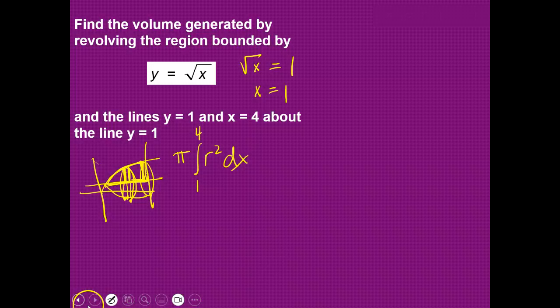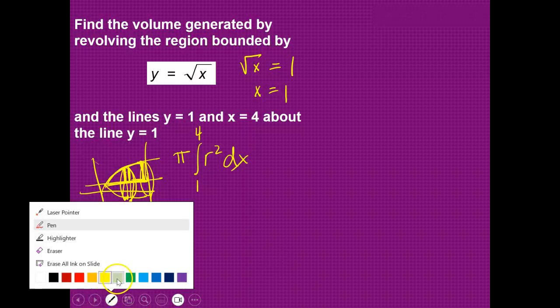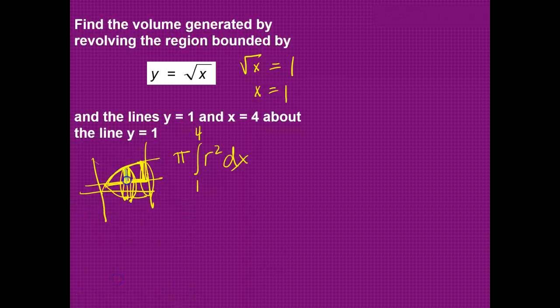My radius is not the square root of x. It is this distance right here, which we talked about in section 7.2, how to find that distance. My radius in this case is the top equation minus the bottom equation. This is the square root of x. This is 1. And we're spinning that thing around. And if I plug this in for my radius, square it, that will give me the volume that this crazy shape is making.